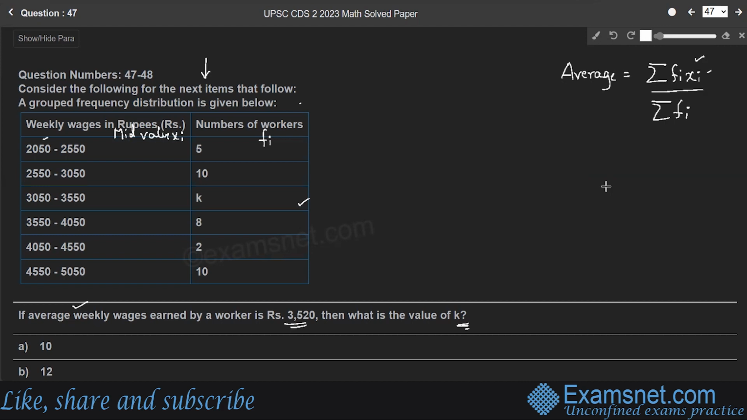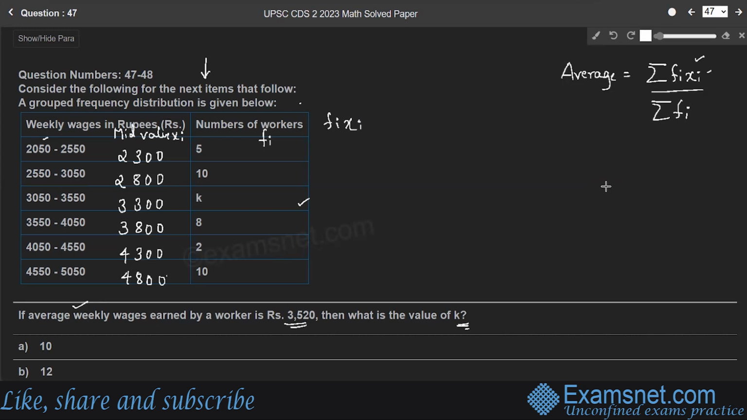So the mid value of 2050 and 2550 is 2300. And the mid value of the next range is 2800. And the next value is 3300. The next value is 3800. The mid value of the next range is 4300. The next value is 4800. So for fi xi we will take the product of frequency and the mid value, right?